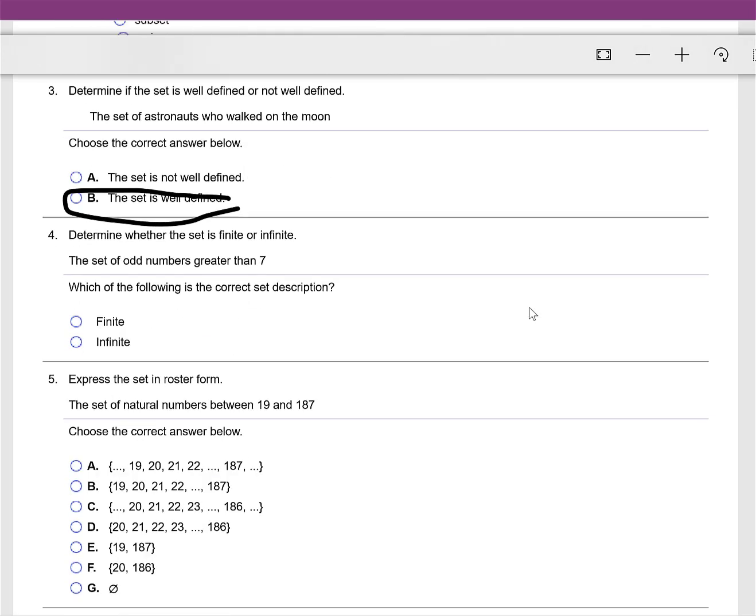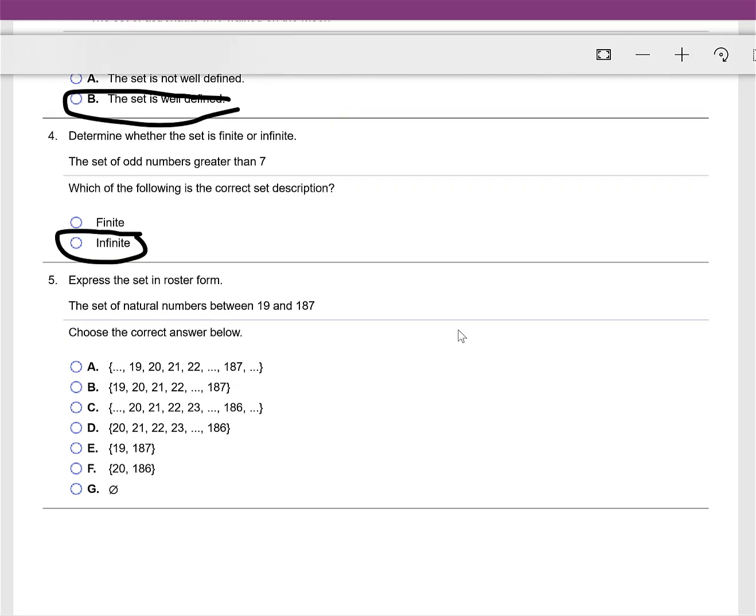Determine whether the set is finite or infinite. The set of odd numbers greater than 7. This is going to be infinite because it continues to go on and on and on. The numbers are greater than 7.